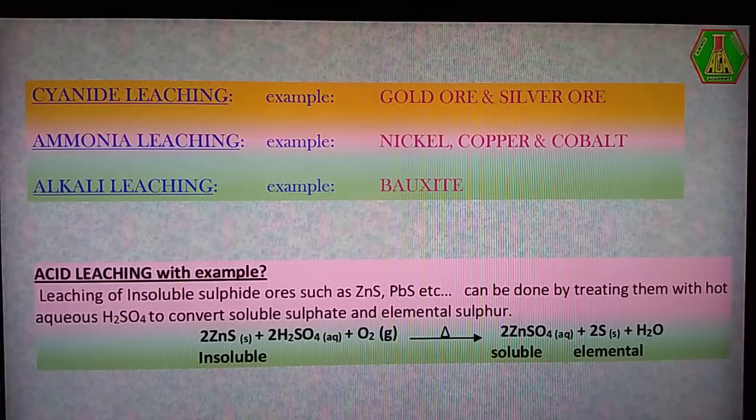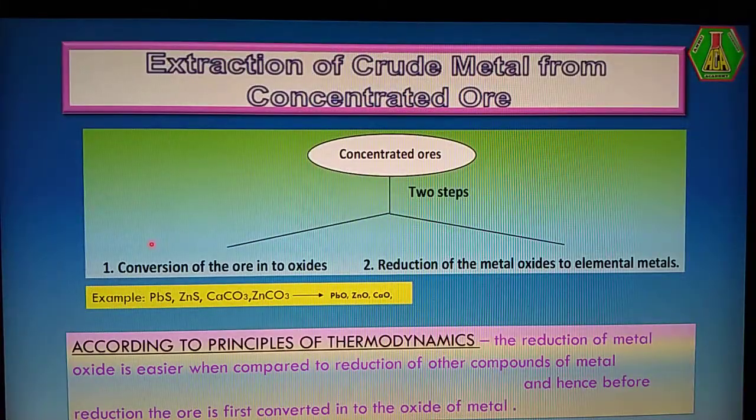The next topic is extraction of crude metal from concentrated ore. Before this topic, just recall, this is the second step of the metallurgical process. The initial, preliminary step is concentration of ore. That is all discussed. Now we are entering the second step of the metallurgical process.